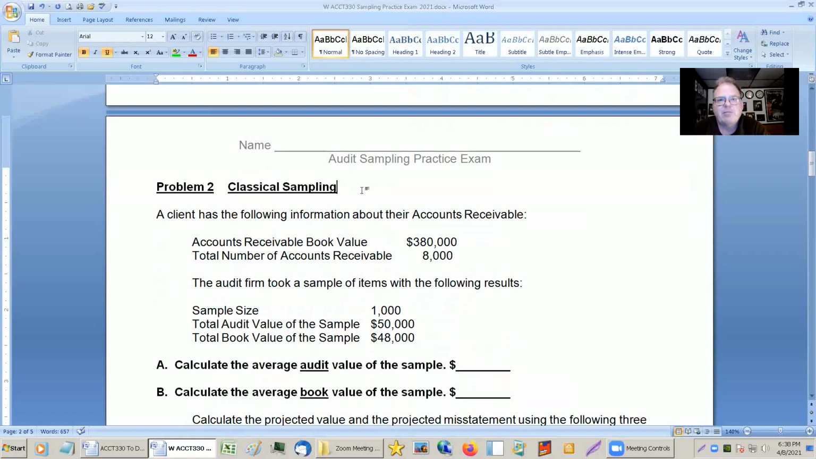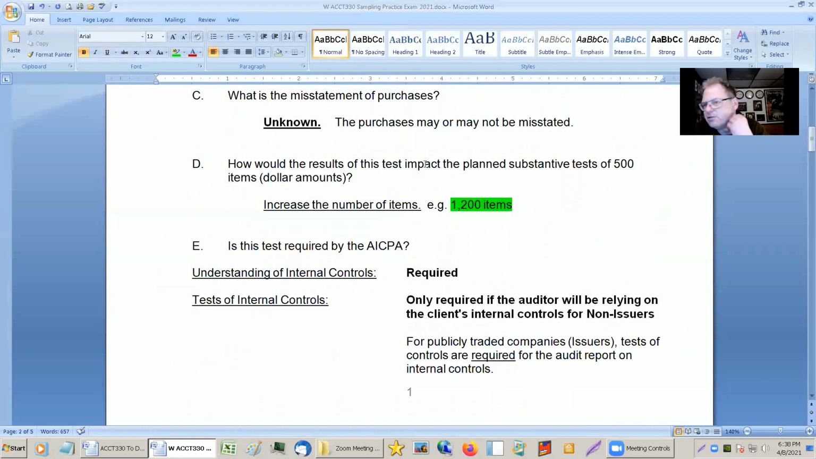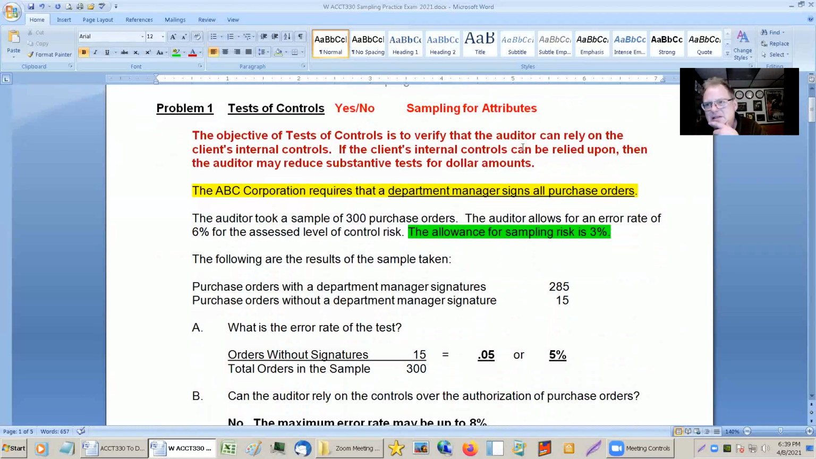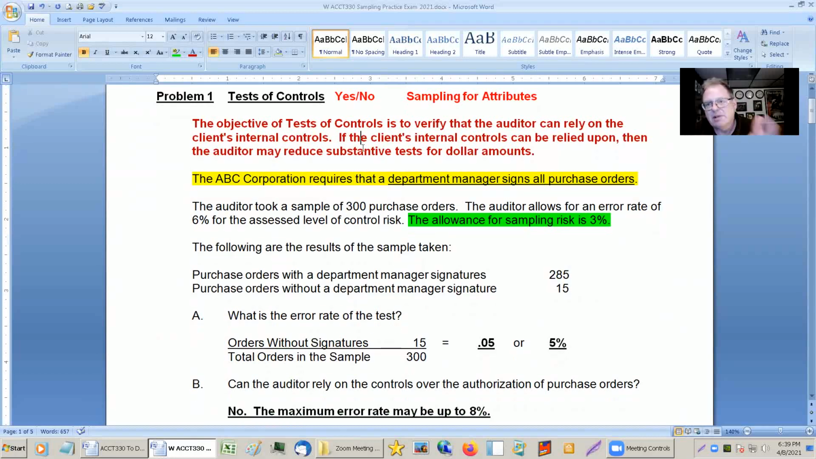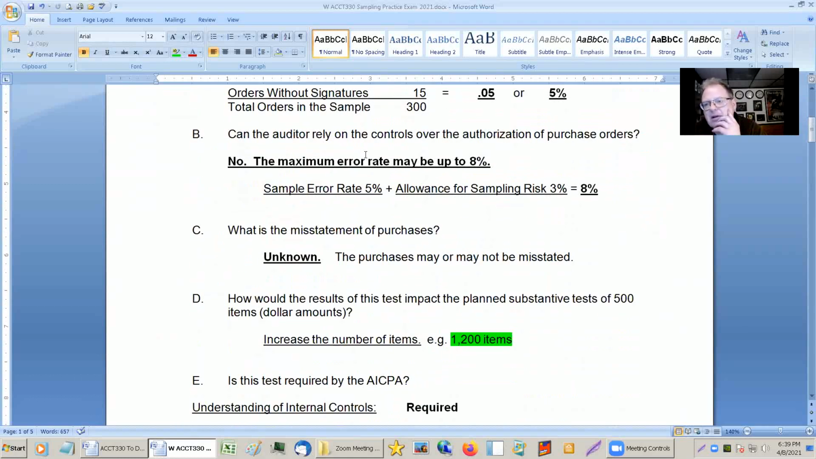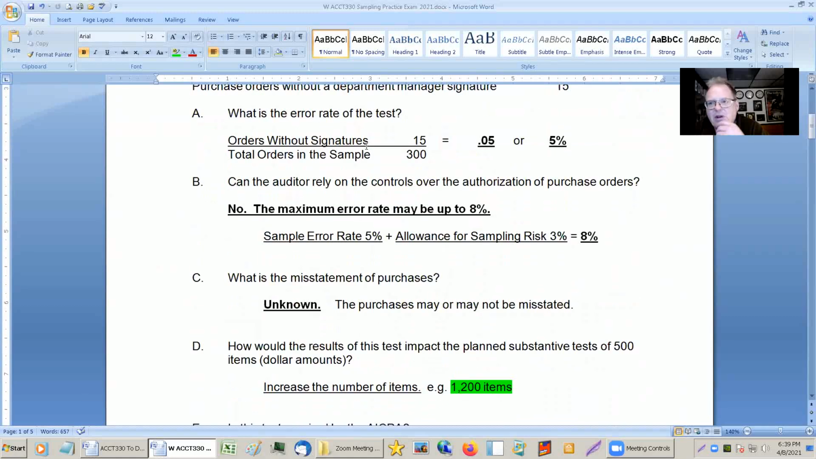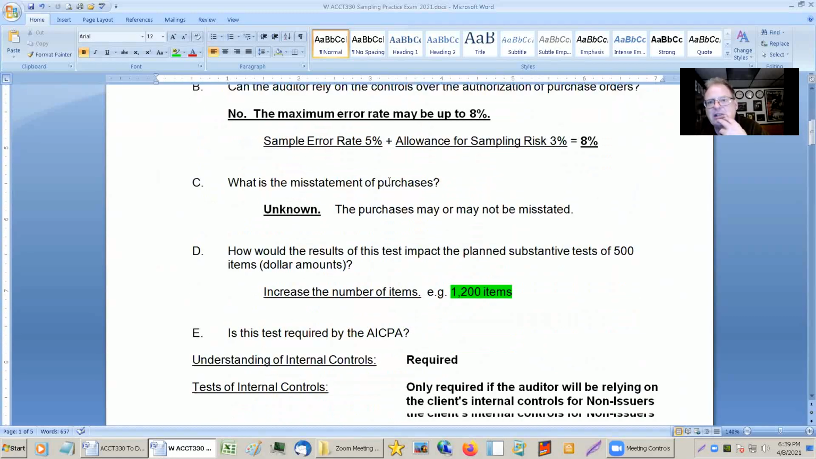Okay, classical sampling. Any questions on that, test controls? By the way, this gets tested quite a bit on the CPA exam, the sampling for attributes, the test controls. For whatever reason, it seems like it gets tested more than these other ones, the dollar amounts. It could just be me seeing the number of different ones they have. But there seems to be quite a bit of questions on these, at least on the reviews there are.